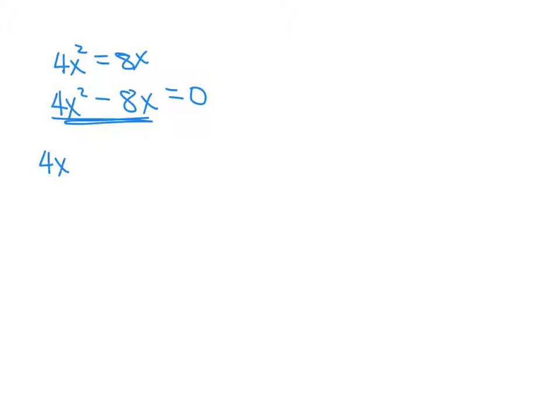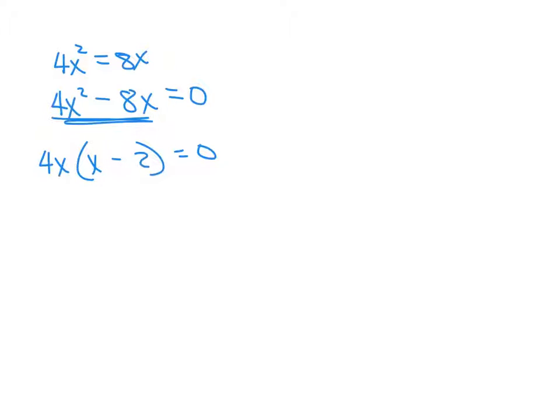And example 3 is 4x squared equals 8x. Alright, we're going to set it equal to 0. Again, everything gets set equal to 0, so we move the 8x to the other side by subtracting it from both sides, and we get that. We factor out what we can. We can factor out a 4x, left with an x minus 2.